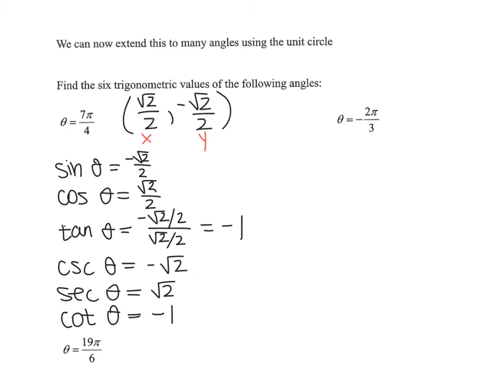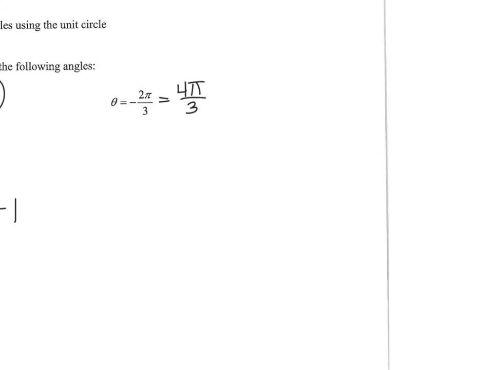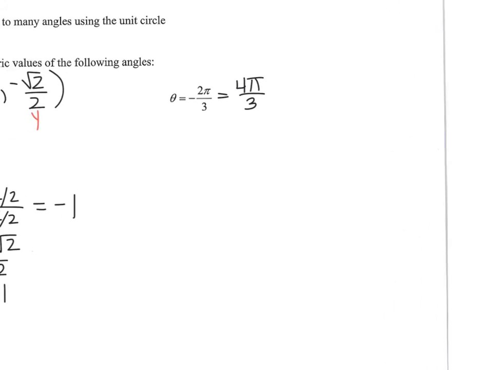So let's look at our next example. Theta equals negative 2 pi over 3. Remember, with negative directions, you go clockwise around the unit circle. So it's not going to be the same point as 2 pi over 3. If we go negative 2 pi over 3, it's equivalent to the positive value of 4 pi over 3 on our unit circle. So we're basically looking at when theta is positive 4 pi over 3. It has the same point as negative 2 pi over 3, which is at negative 1/2, negative square root 3 over 2.